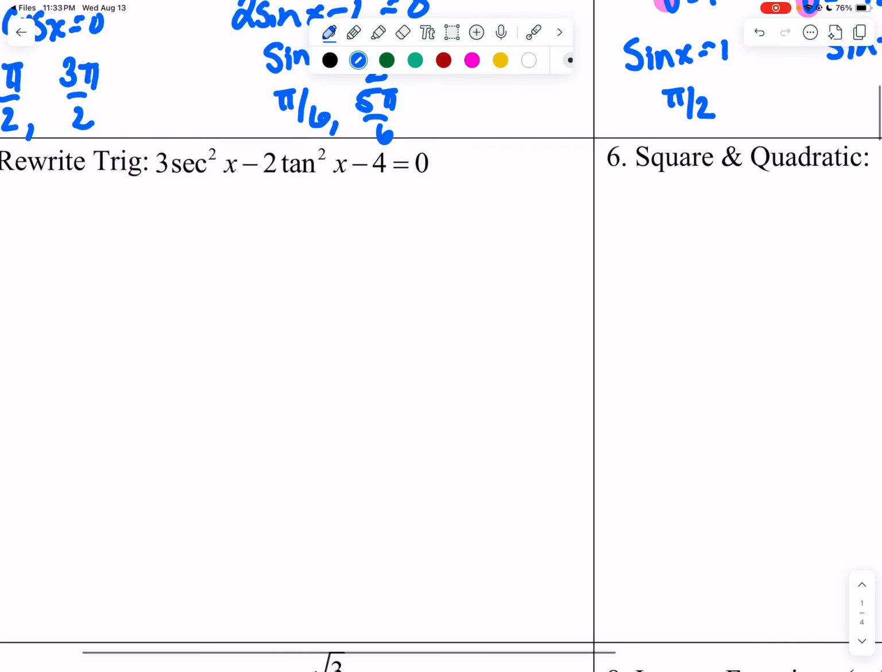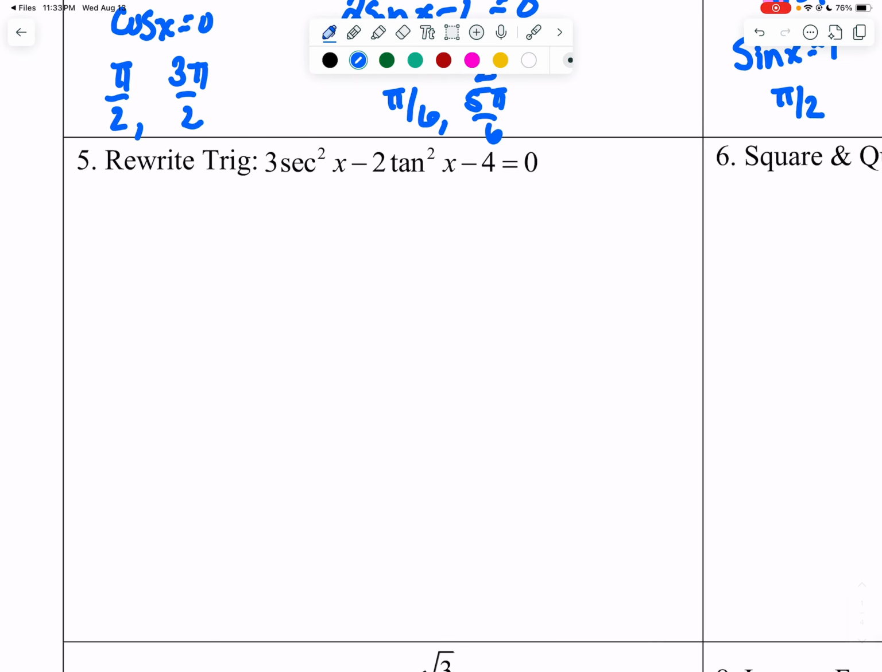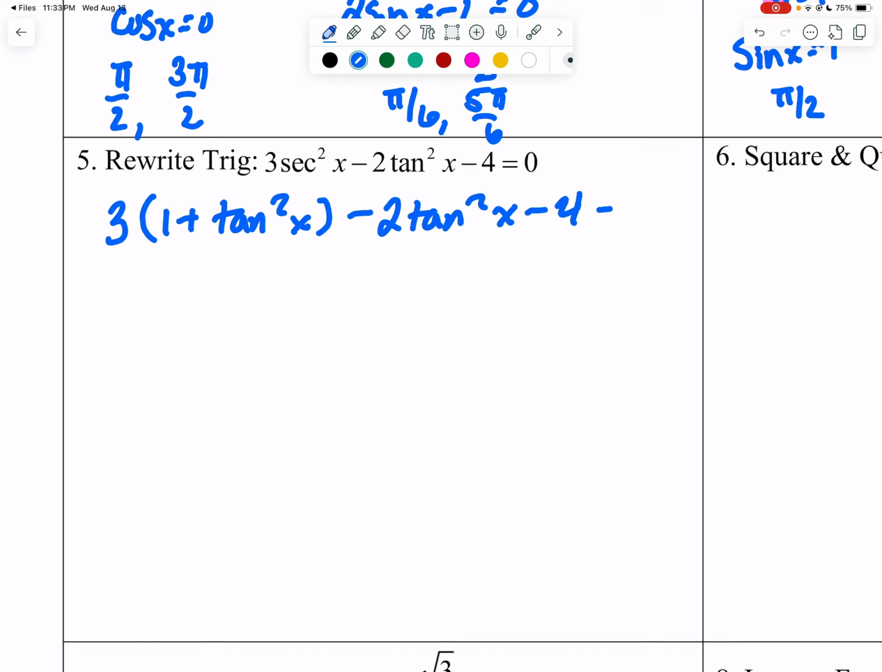All right, sometimes you might need to rewrite trig expressions so that it's what we want. So looking at number 5 here, I'm going to replace secant square of x, because we know that secant square of x is just 1 plus tangent square of x. So we have 1 plus tangent square of x minus 2 tangent square of x minus 4 is equal to 0. Go ahead and distribute and simplify this.